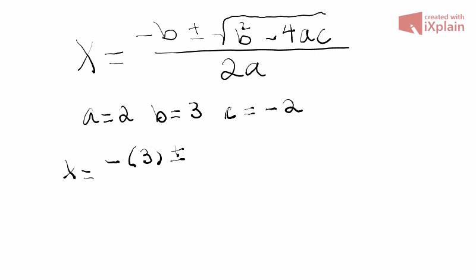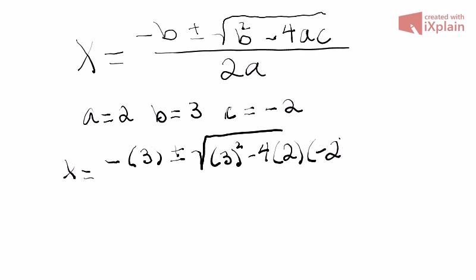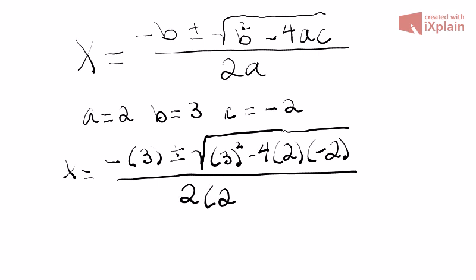So it was negative 3 plus or minus the square root of 3 squared minus 4 times the a, which was 2, times the c, which was negative 2. And then all of that is divided by 2 times the a, which was 2. So here's our quadratic formula with everything plugged in where it goes.